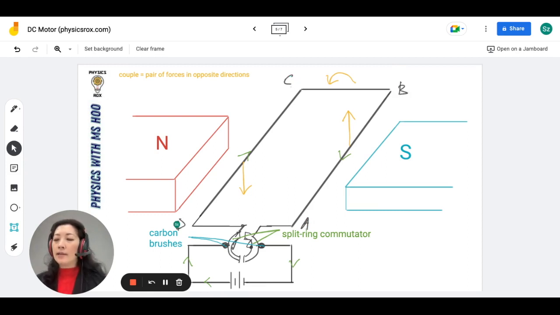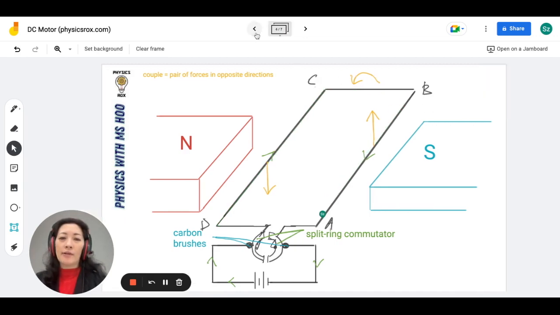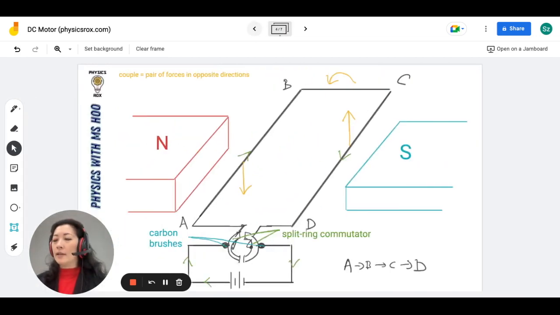But we still want the rotation to be in the same direction. You can't have it otherwise. That's not effective or efficient at all. For this, the current still has to flow this way. Okay, just backtrack again. You can see overall that the current is flowing in a clockwise direction.